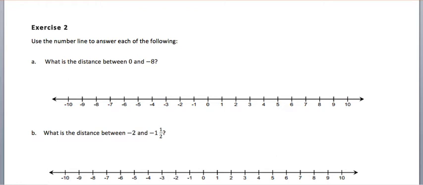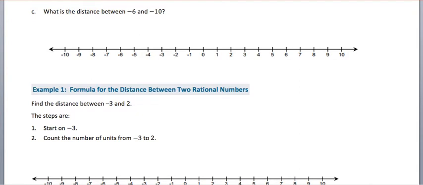Exercise 2 continues in the same manner. The distance between 0 and -8 is 8 units, because remember, the direction doesn't matter, only the distance. And then looking at rational numbers, the distance between -2 and -1 1/2 is 1/2. And finally, the distance between -6 and -10 is 4.